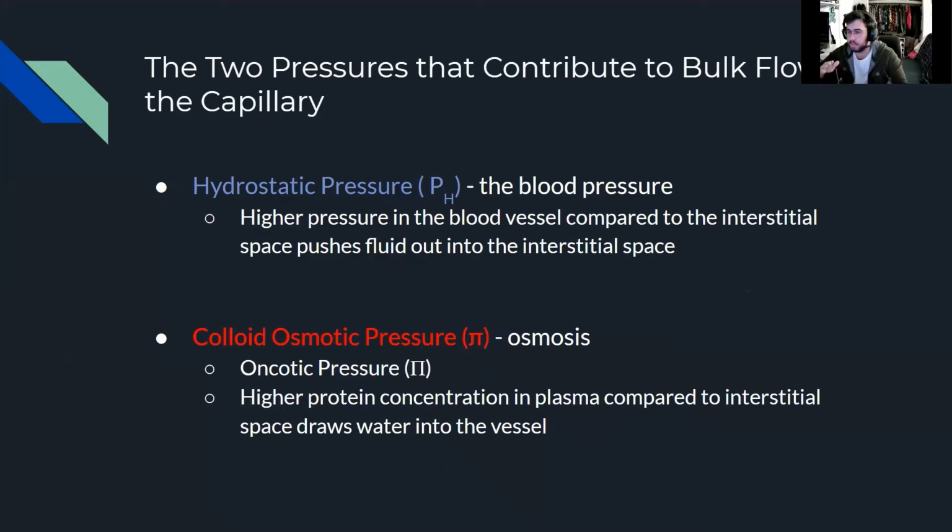The variable pi for colloid osmotic is not the same as the ratio of circumference to diameter. It's not 3.14. I've been asked that question enough times that I feel like I should say it in the video. It's just the variable. The Greeks gave us 24 letters, and we've used every one 100 times.